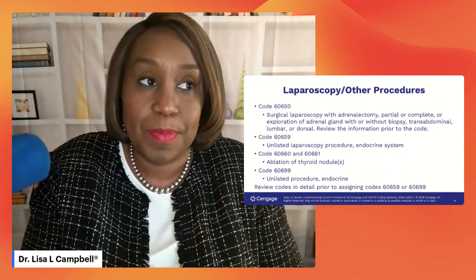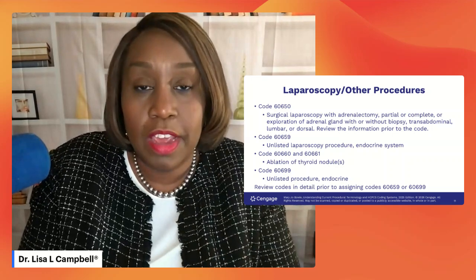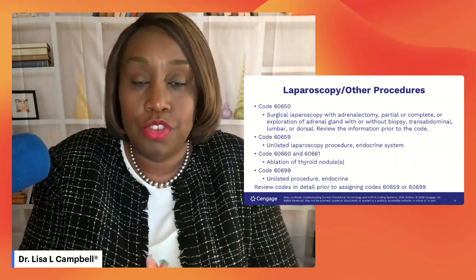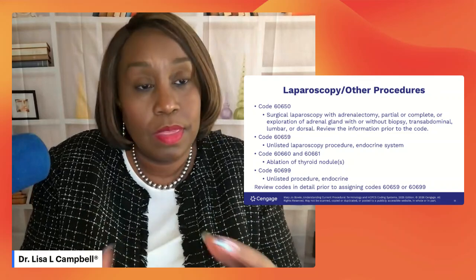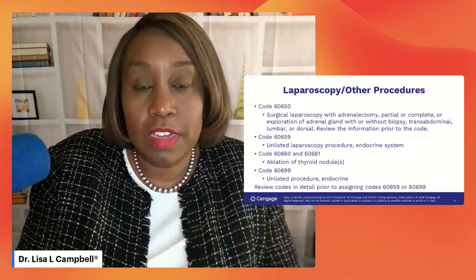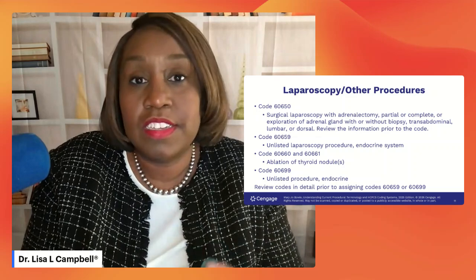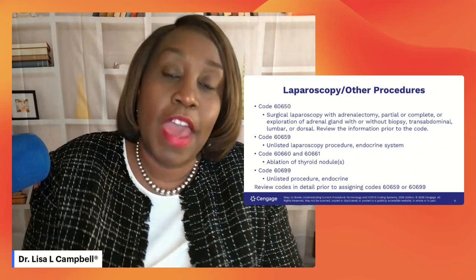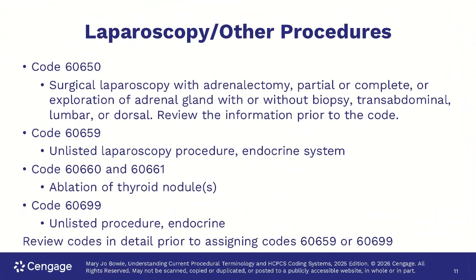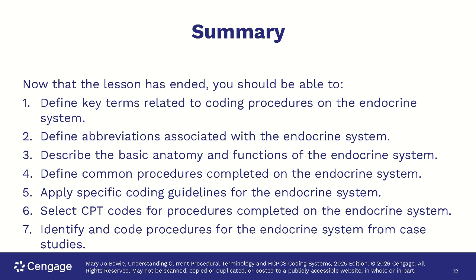You should know by now that whenever you are planning to use an unlisted code, that means that you have looked at the codes in that family, nothing is available. This is real world. You looked at category 3, nothing is available. And now you're having to use an unlisted code. Unlisted codes do not have reimbursement tied to them. You have to submit what is known as a special report and so on. All right. So then we have ablation of thyroid nodules, and then we have another unlisted code, and we are done with this chapter. The abbreviations weren't on the slides this time, but they're in the book.